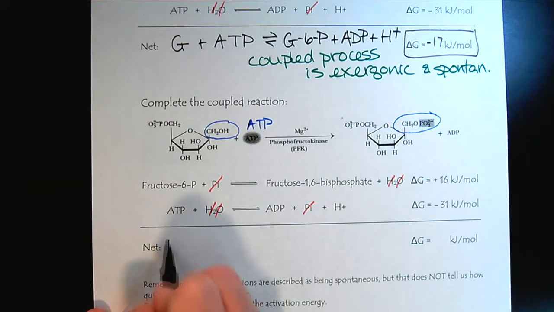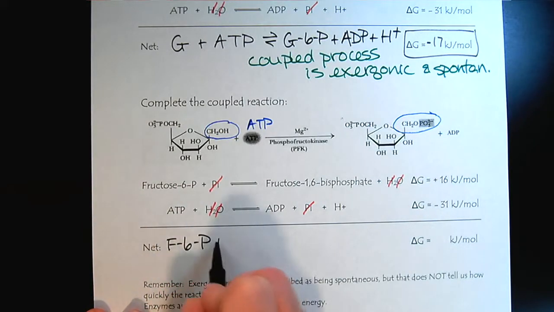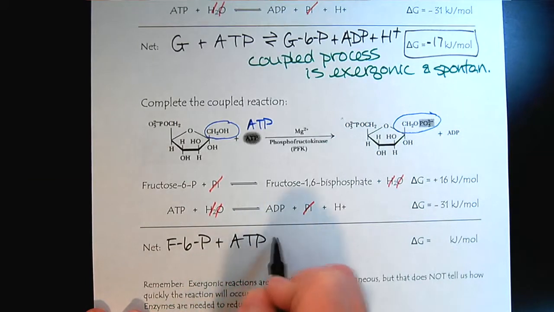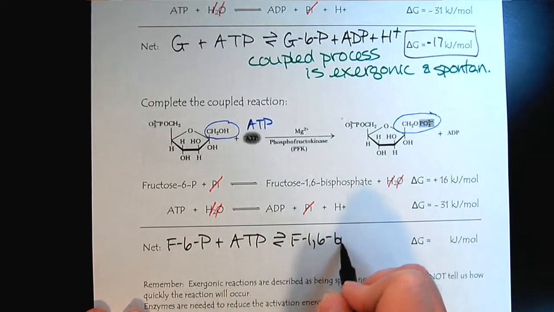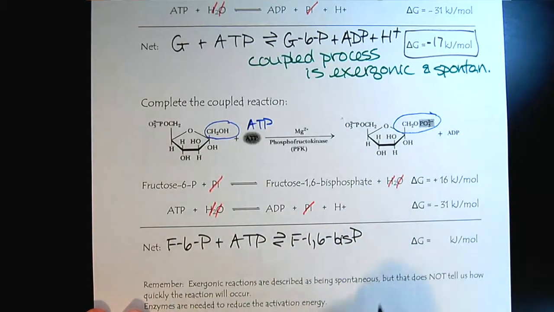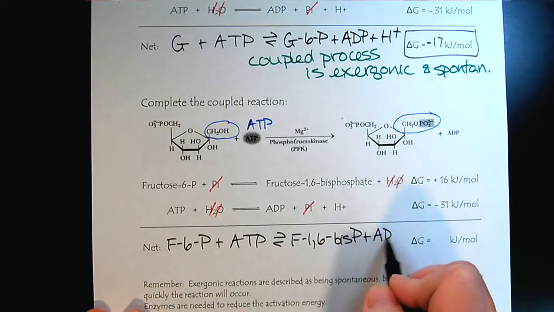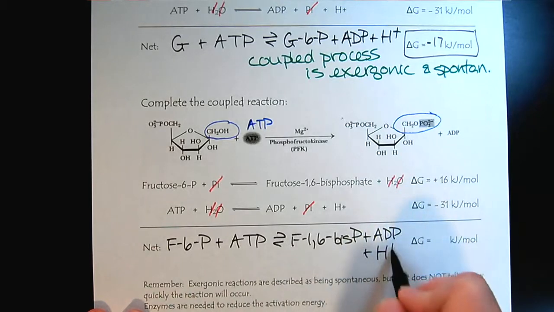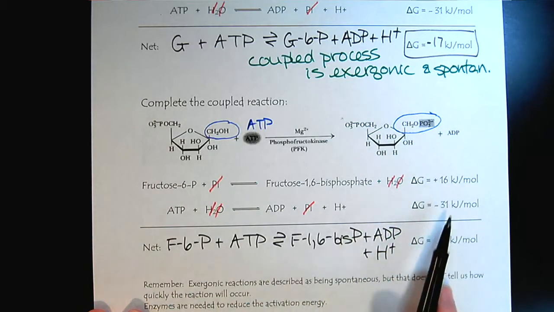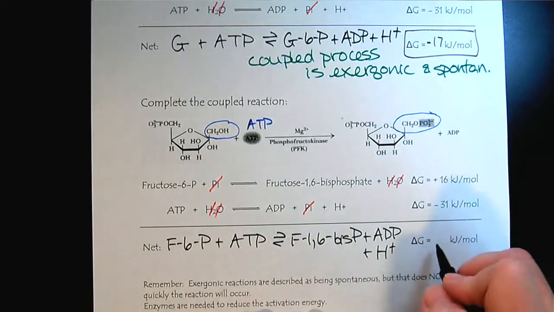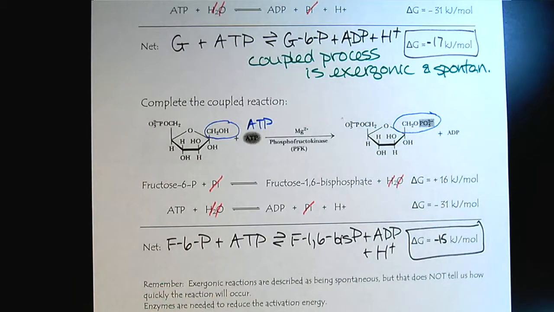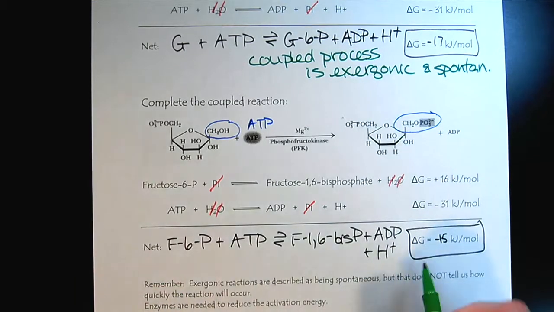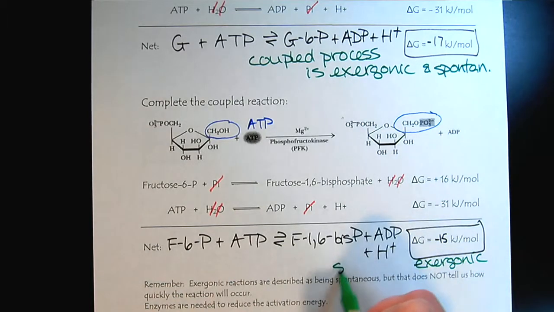So the fructose 6-phosphate reacts with ATP to produce fructose 1,6-bisphosphate, ADP, and a proton. And the net result here is minus 15. So once again, by coupling the two reactions, we created something that's exergonic and spontaneous.